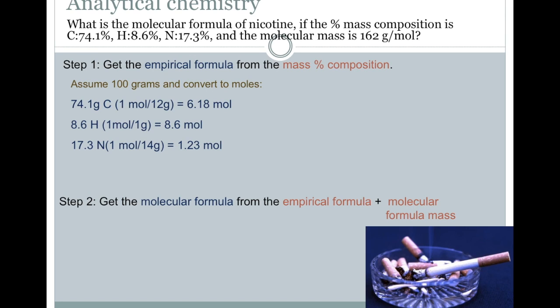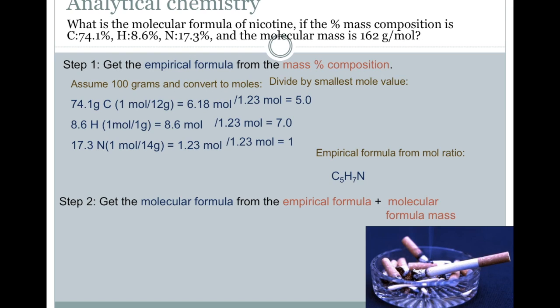So this is the number of moles that we have in 100 grams of the substance, but we want to figure out what this is in a whole number ratio. To do this, the easiest way is to divide by the smallest number, which is 1.23. So for nitrogen, we get one nitrogen, and then we're going to end up with 7 hydrogens and 5 carbons. So that's going to be the ratio, 5 to 7 to 1.